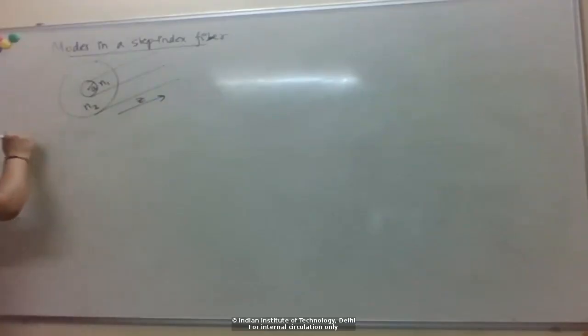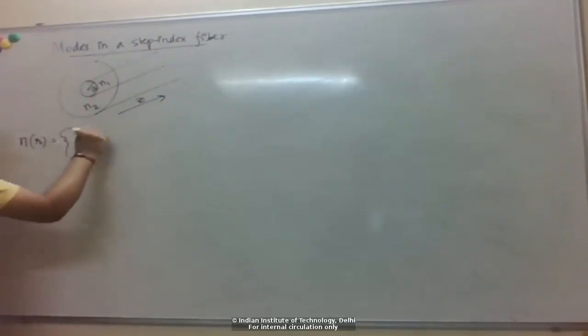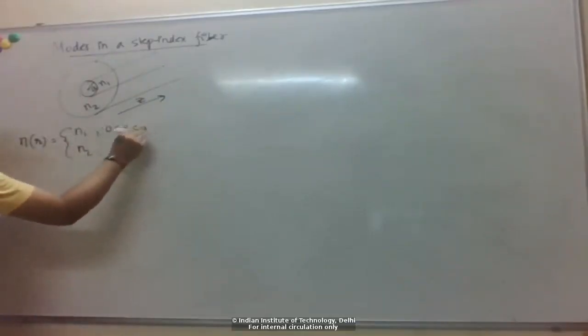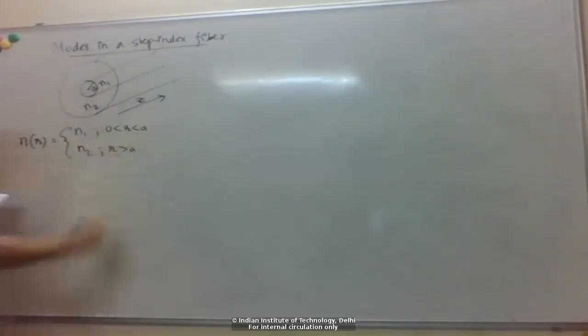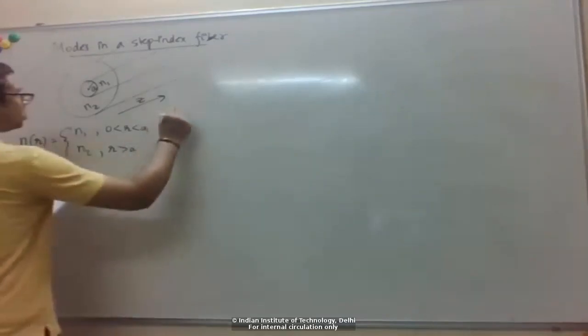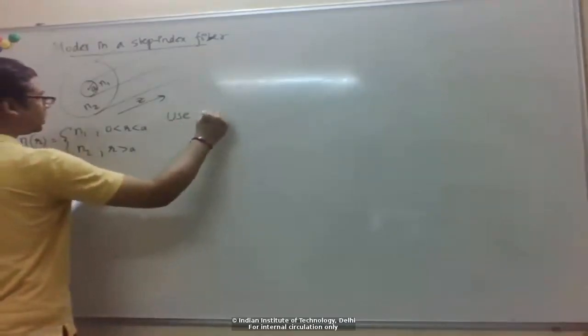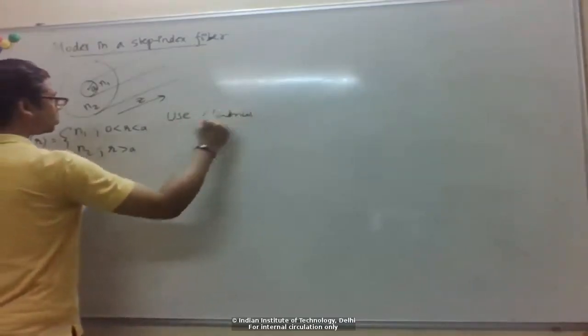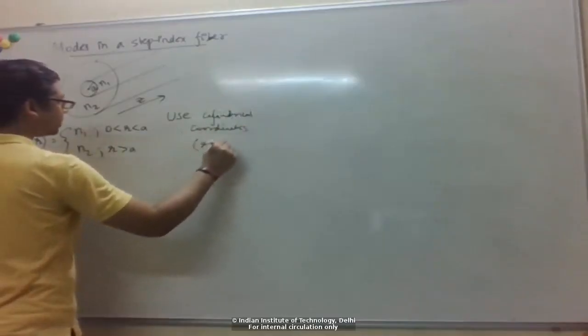Right, and now the refractive index profile I can write in cylindrical coordinates, so it just depends on the radial coordinate. There is no azimuthal dependence. Right, so because of the symmetry, we use cylindrical coordinates: r, phi, and z.